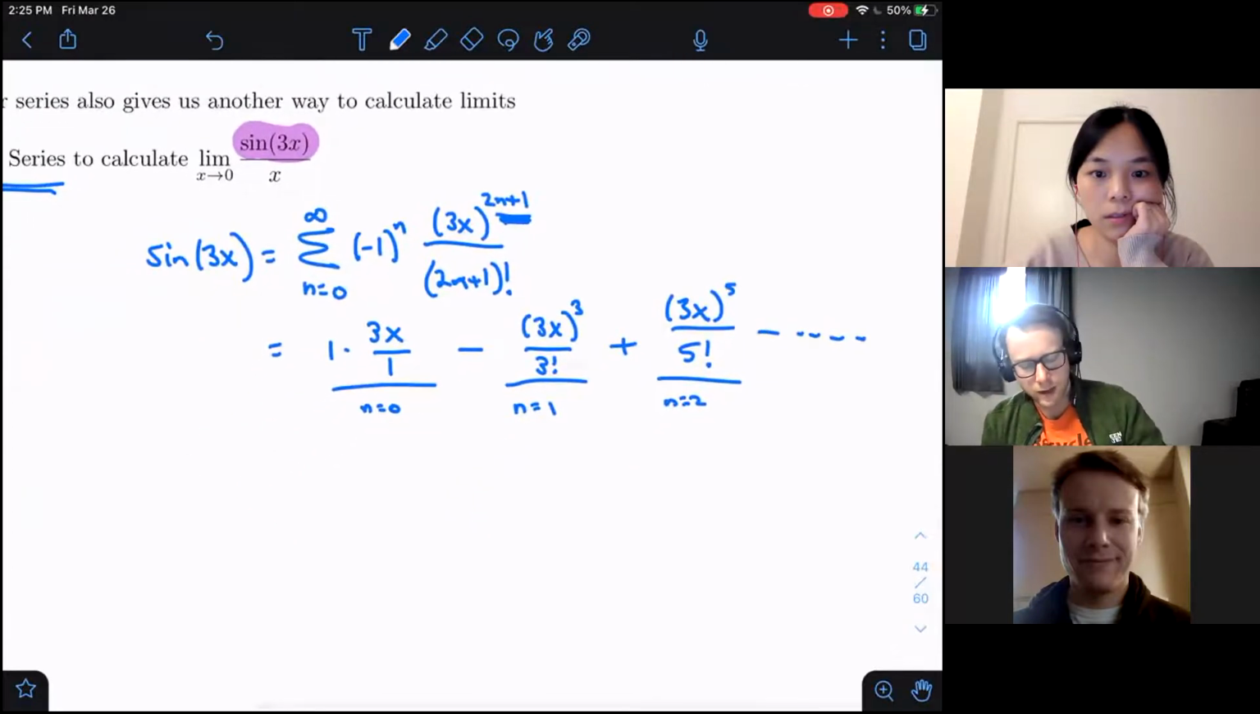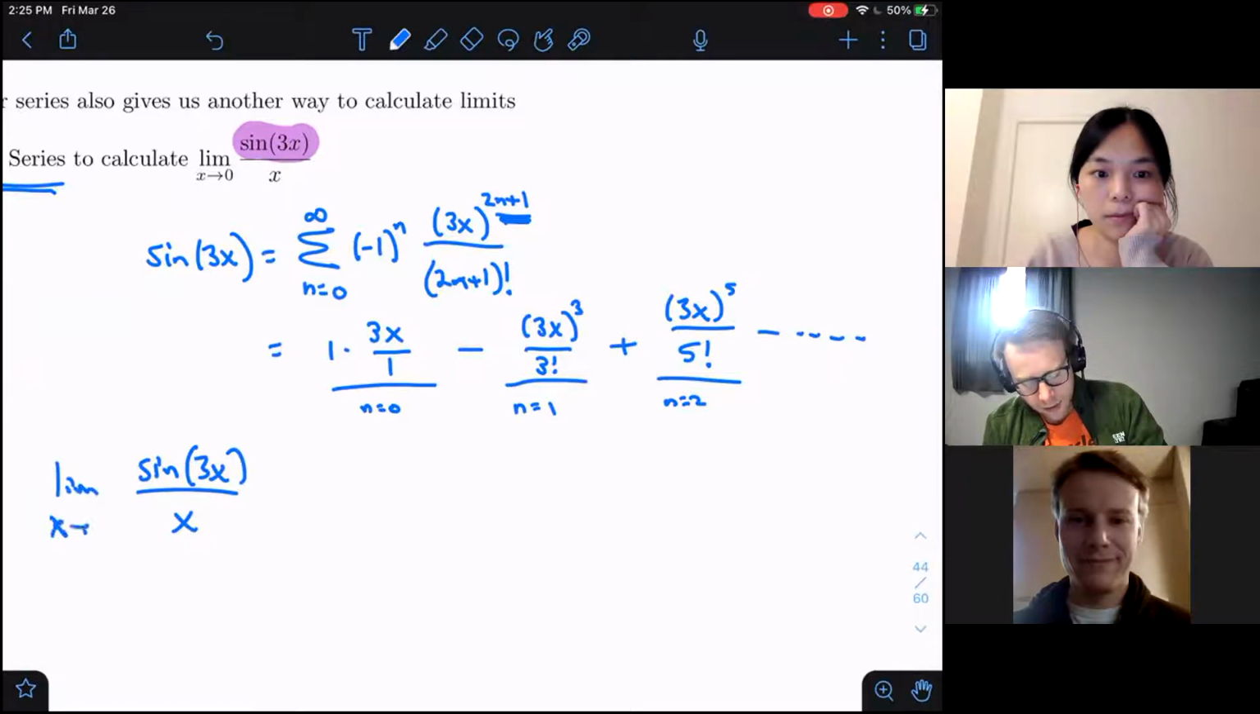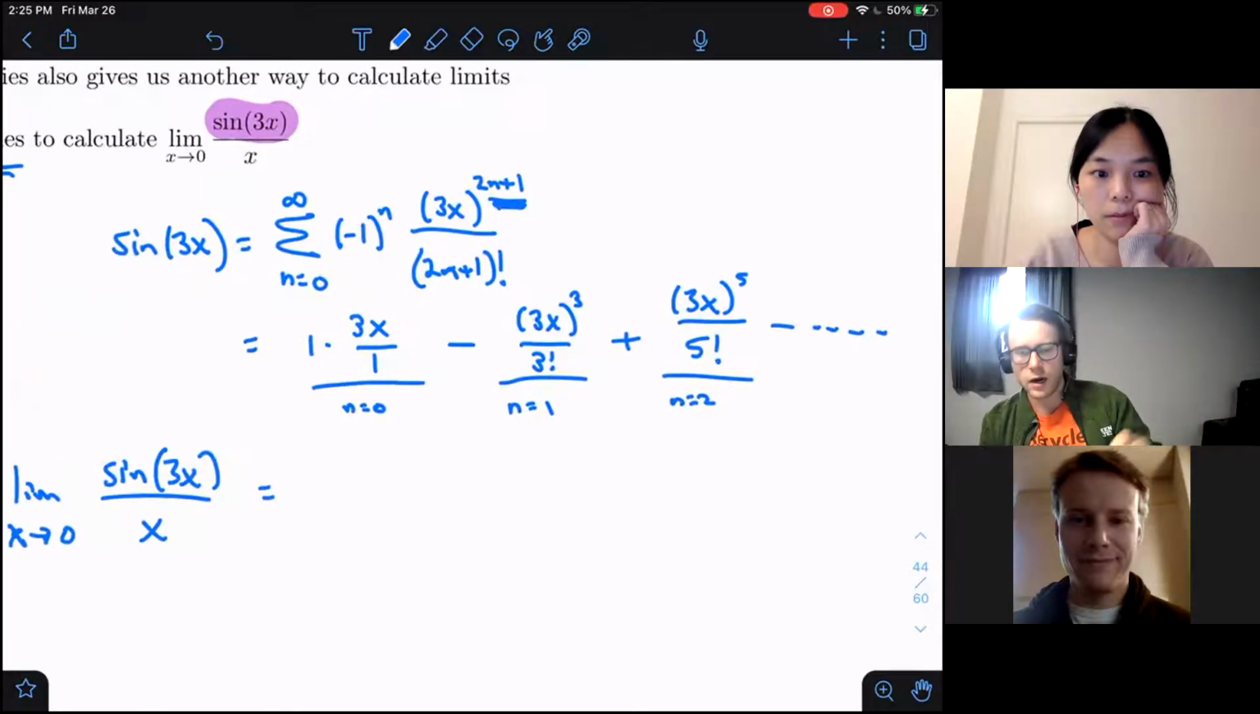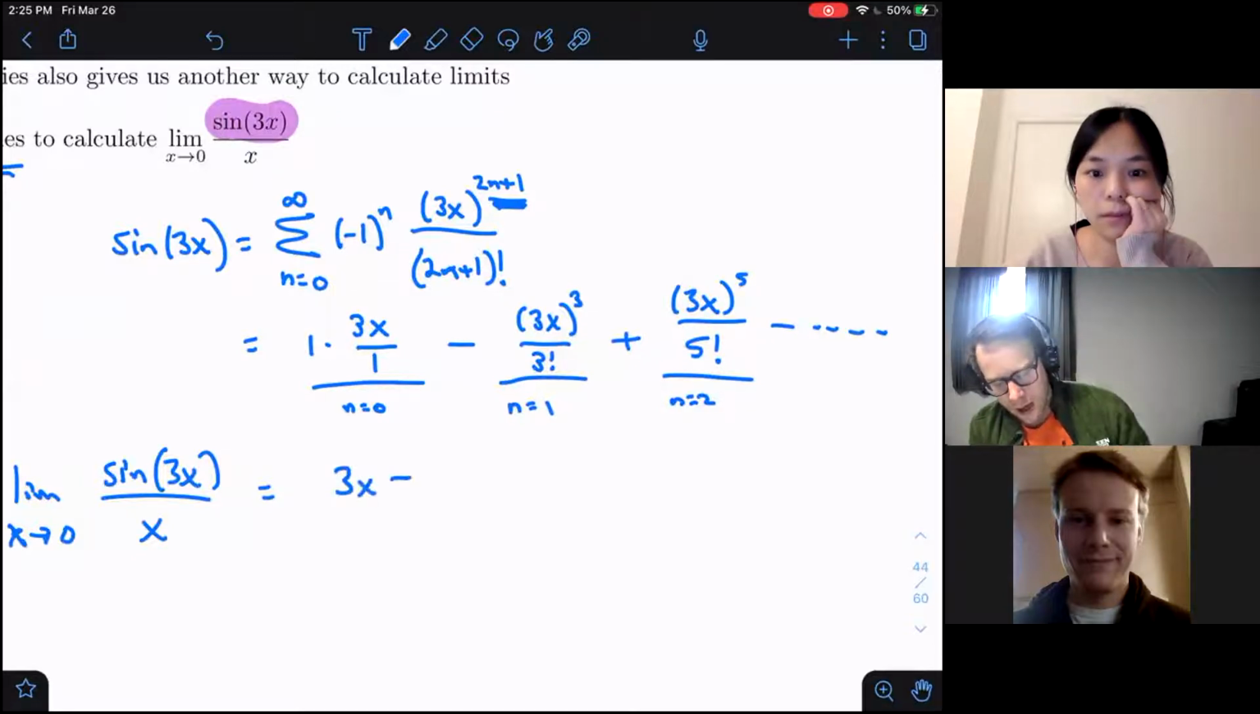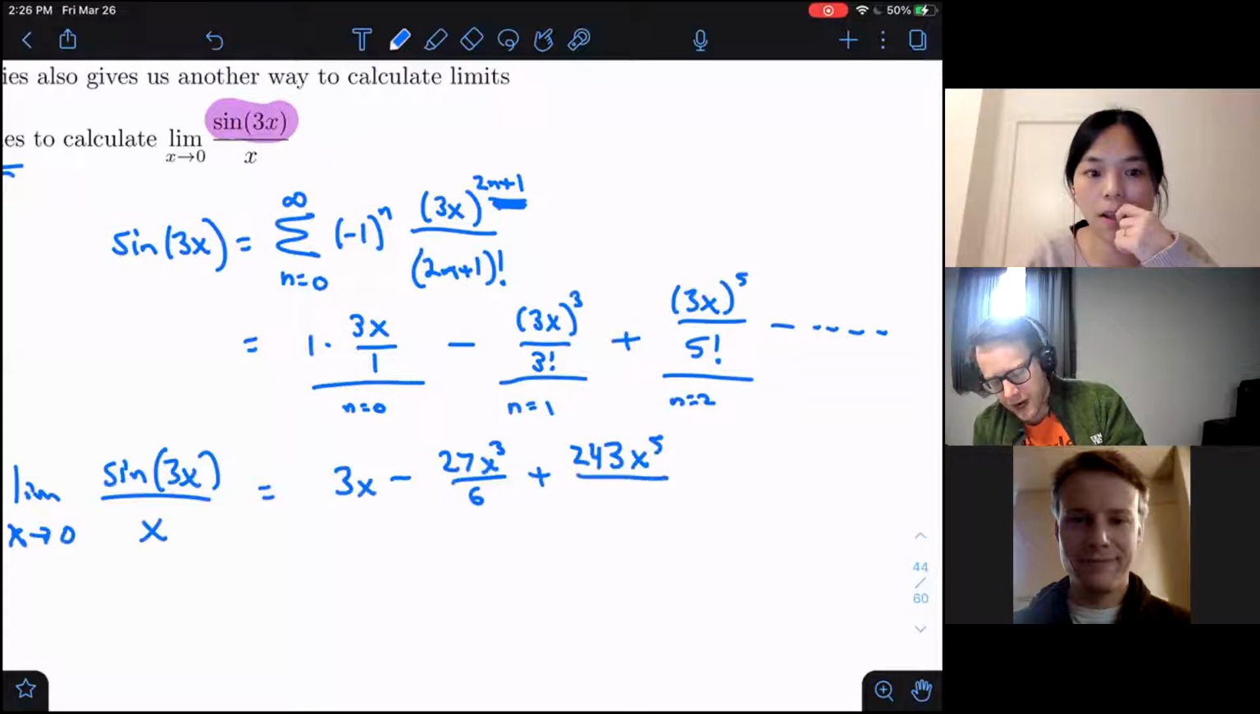So let's go ahead and see here. My goal is to say something about sine of 3x divided by x. And mainly we're interested in what the limit is as x goes to 0 for this. So we're going to take our Maclaurin series for sine of 3x, and that looks like 3x minus 27x cubed divided by 6. I know that that could simplify a little bit, but that's what we'll just write it as for right now. Then plus 243x to the 5th divided by 5 factorial, that's 120, and it keeps on going.